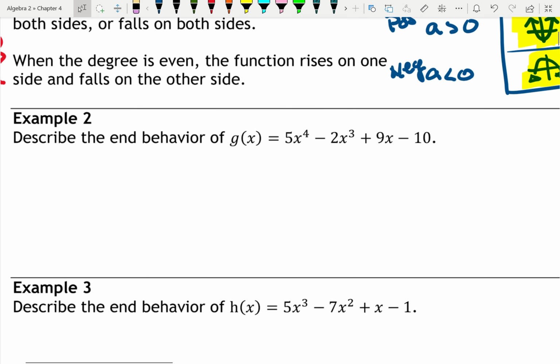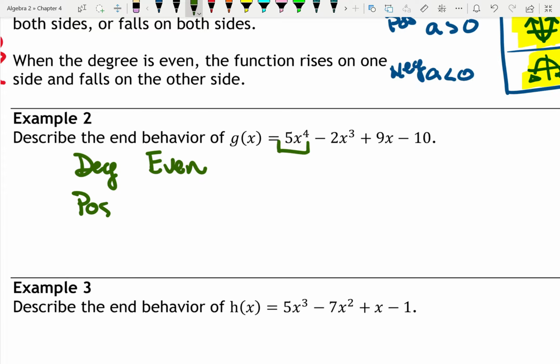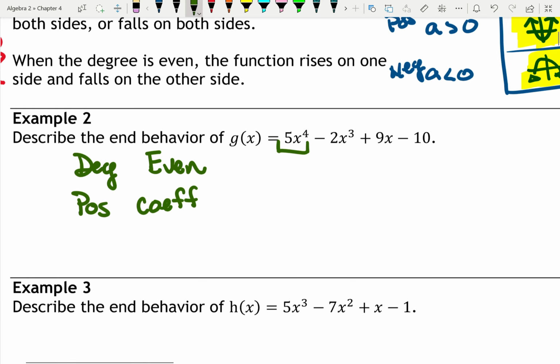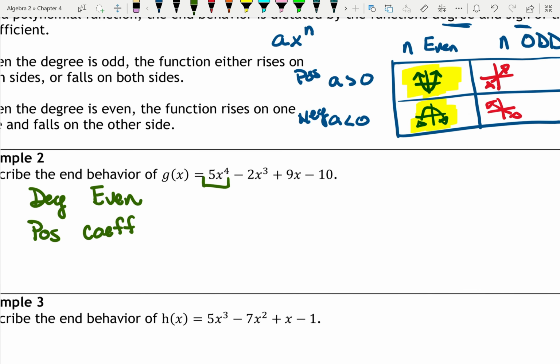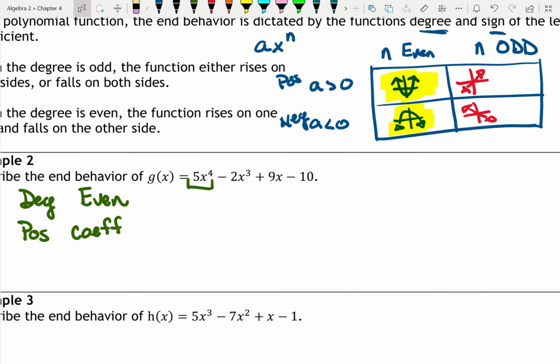So let's look down at example 2. Describe the end behavior of this function here. So this function, we really only care about the leading term, the 5x to the fourth. The degree is even. To have an even degree means that on the edges, it's going to look roughly like a parabola. And then it has a positive coefficient. That 5 is called the leading coefficient. So if we look back at our chart, we're looking at an even degree with a positive a. That's going to be the upper left corner.